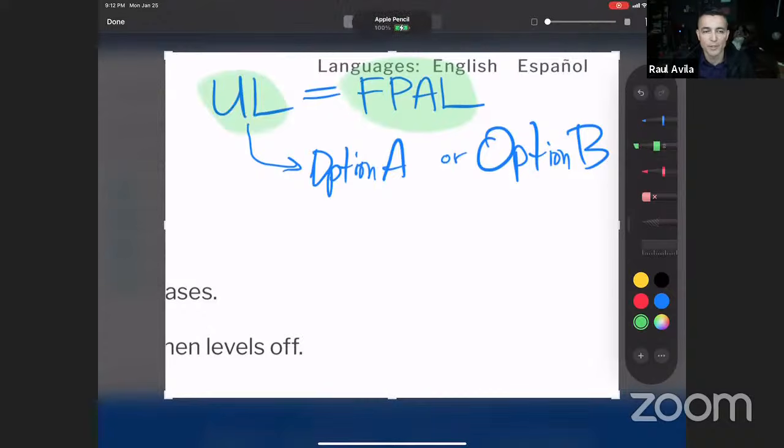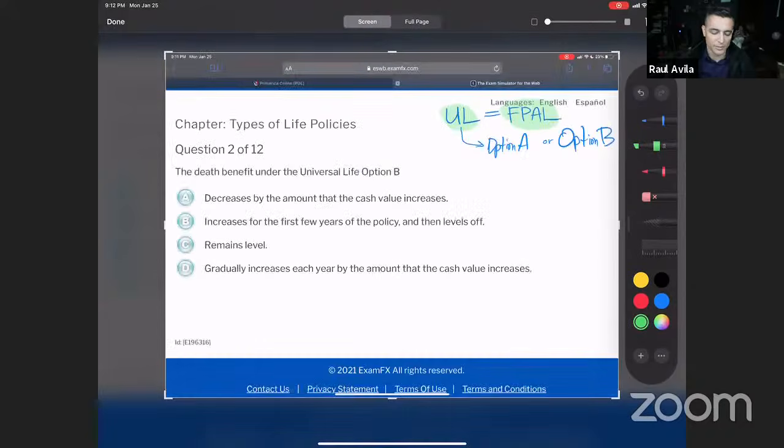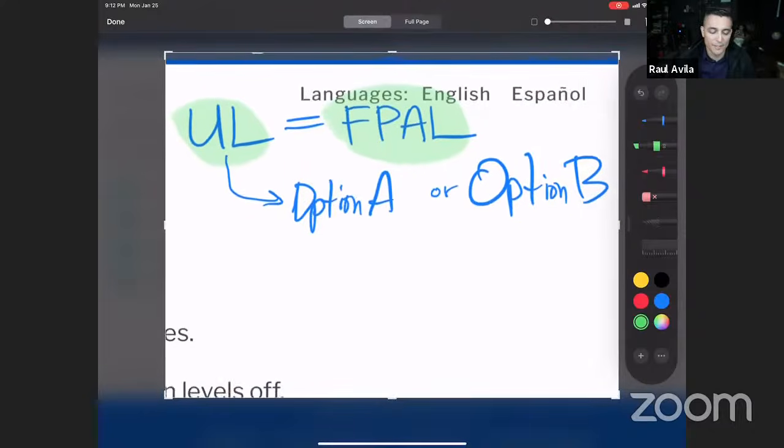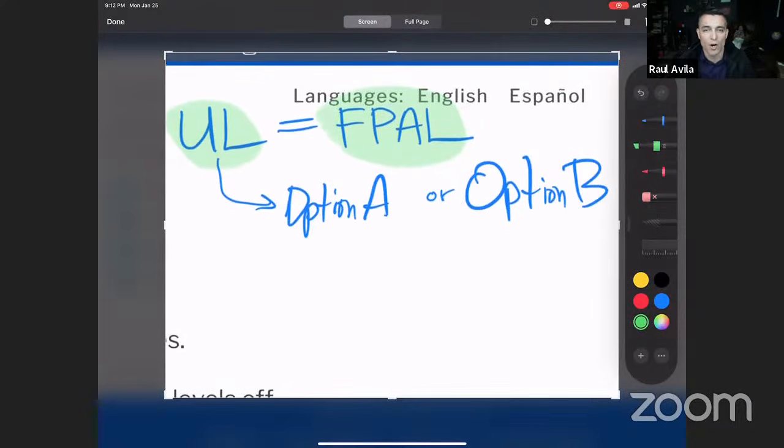FPAL, flexible premium adjustable life. So on the test, they might say, like this question says, the death benefit of a flexible premium adjustable life, option B. You see what I mean? If you don't know that flexible premium adjustable life is universal life, then you're going to get this question wrong. So it's good to know the AKAs, the also known as.